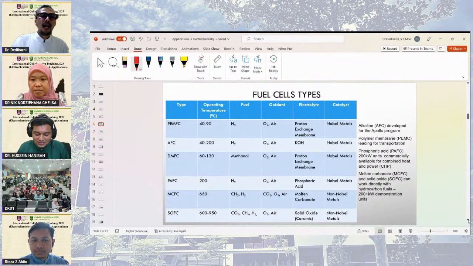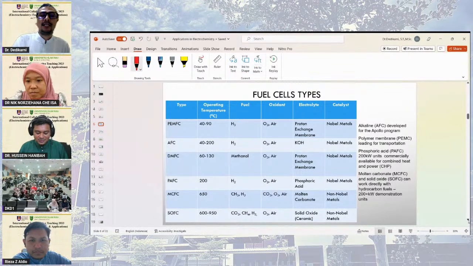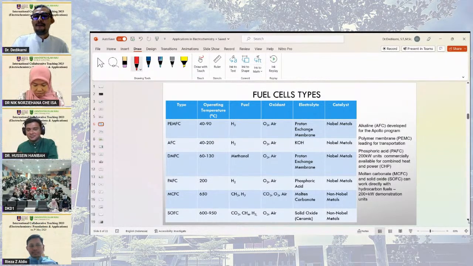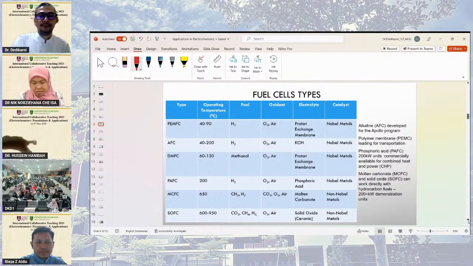Secondly, the alkaline fuel cell needs a 40 until 200 operating temperature, still hydrogen as fuel and oxygen or air for the oxidant, and then KOH as electrolyte, still noble metals. This is a fuel cell type developed for the Apollo program.